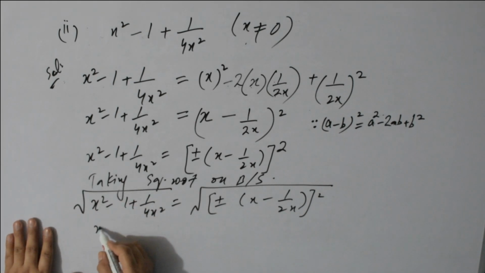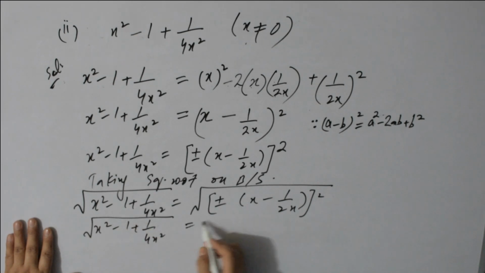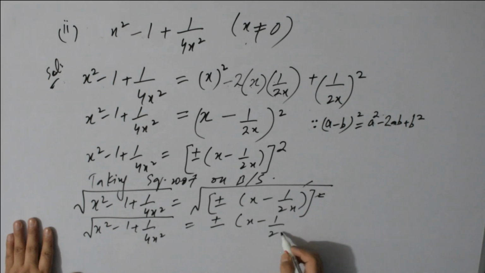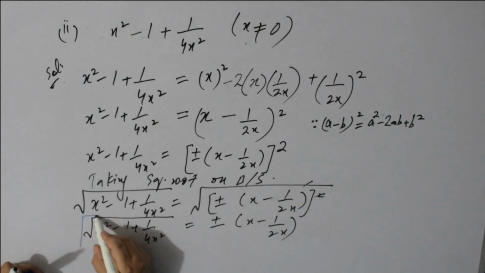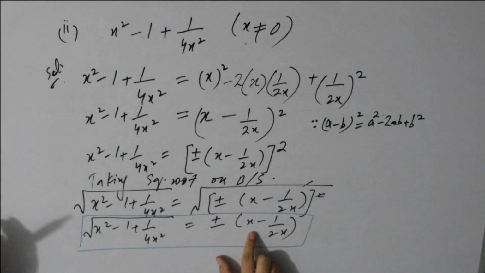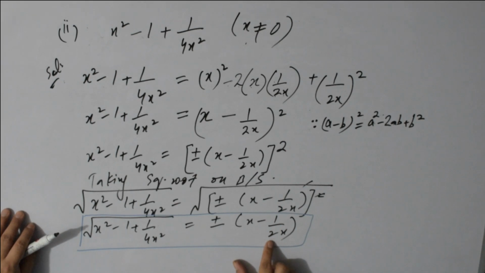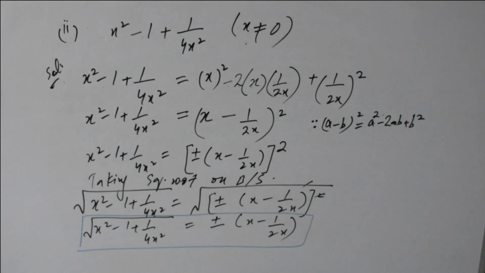So, cancel with this. This is my answer. Make a box on this answer. Okay, this is your required answer, plus minus x minus 1 upon 2x. And this is your answer, right students? I hope now this is clear to you.